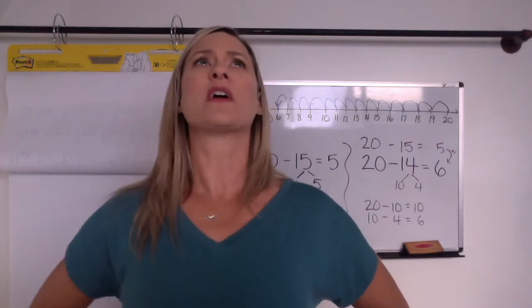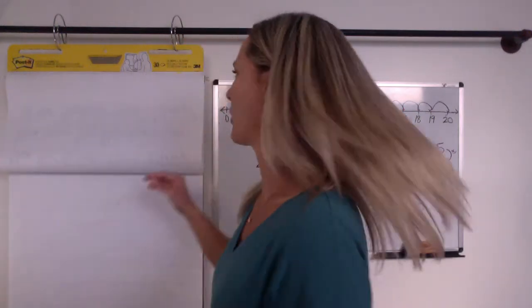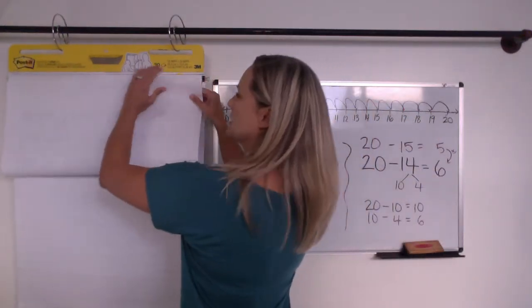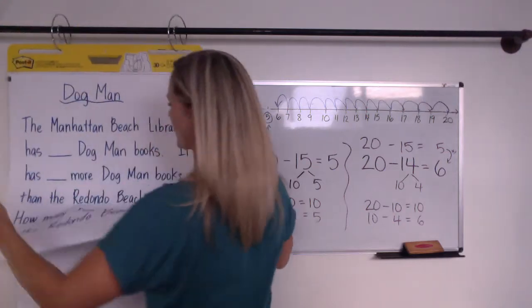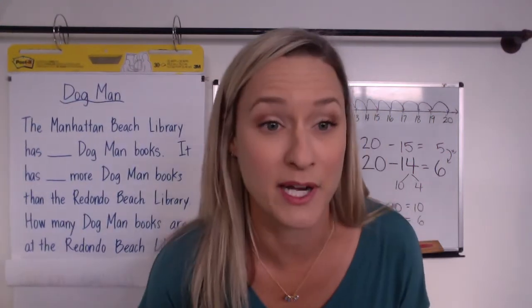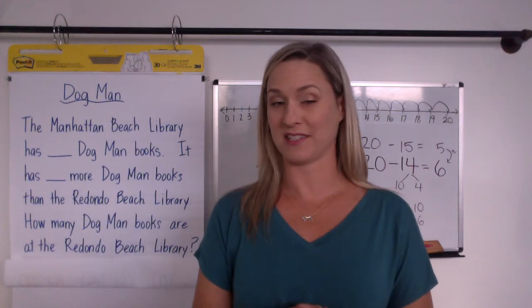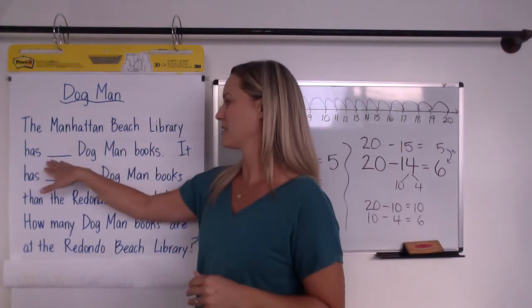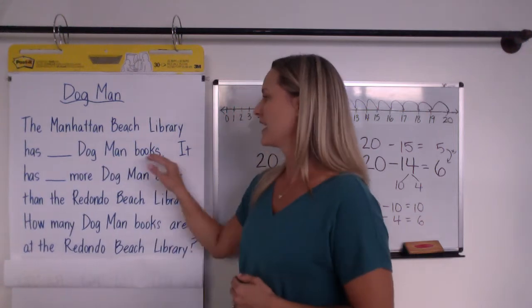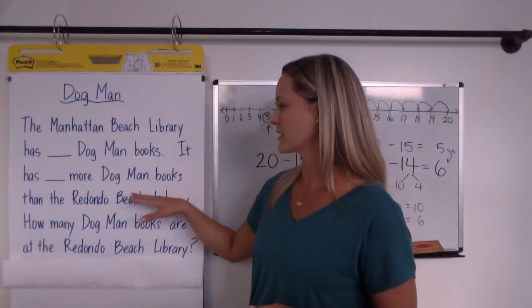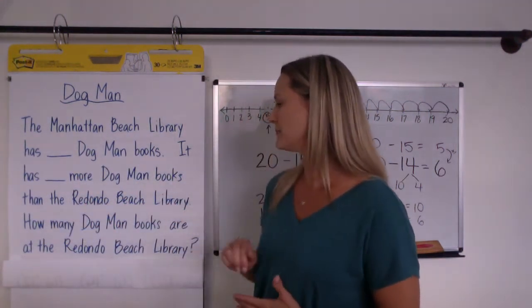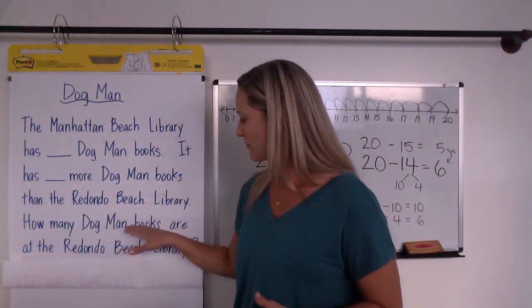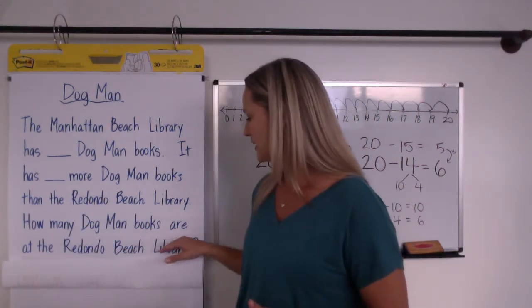All right, we've got a story about Dogman. Here comes Dogman and the Manhattan Beach Library versus the Redondo Beach Library. All right, let's read it. The Manhattan Beach Library has Dogman books. It has more Dogman books than the Redondo Beach Library. How many Dogman books are at the Redondo Beach Library?